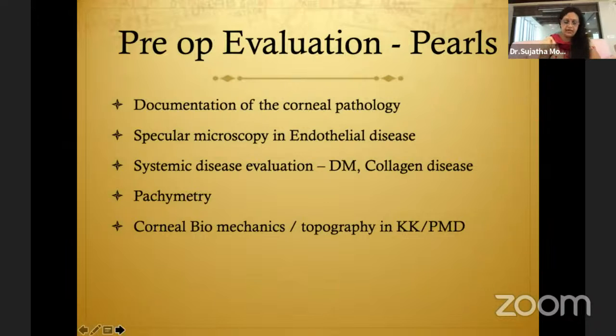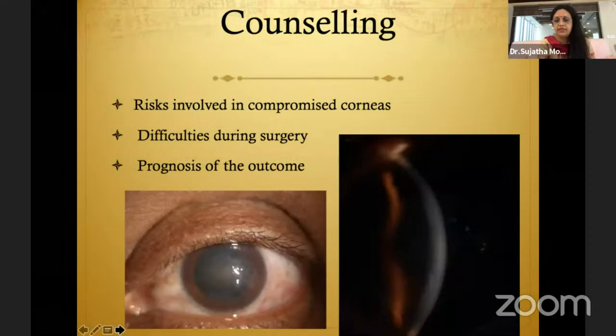So for the pre-op evaluation, the pearls would be: documentation of the corneal pathology is very important, specular microscopy in case of endothelial disease, systemic evaluation, particularly collagen vascular disorders, and pachymetry to determine whether the patient needs a combined procedure or not, and corneal biomechanics and topography in patients with keratoconus and PMD for determining the toric IOL power calculation.